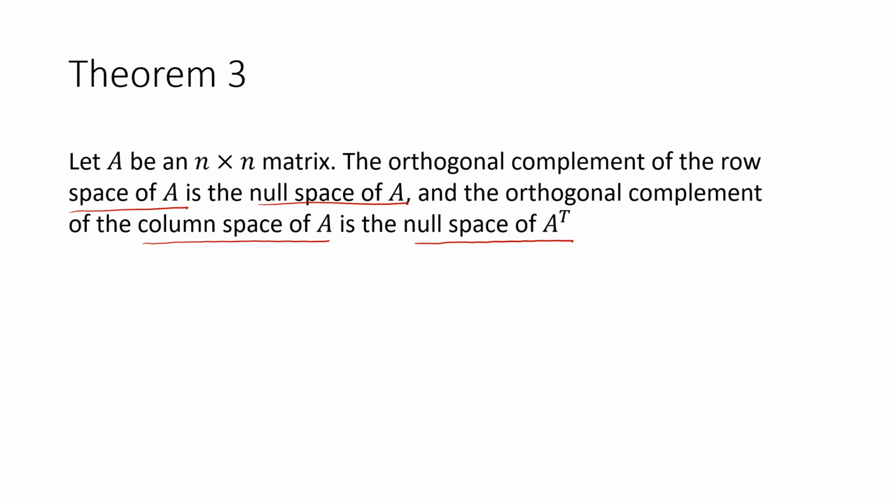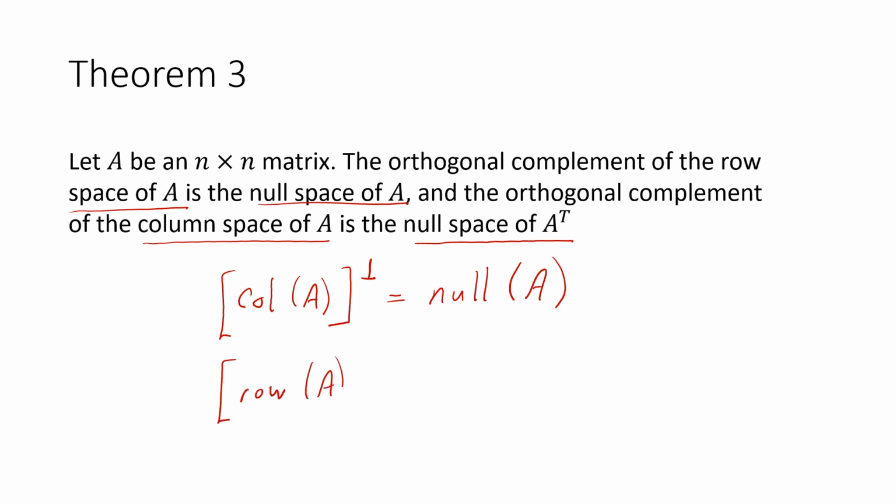So putting this in terms of the definitions that we've seen, the orthogonal complement of the row space of A is the null space of A. And for the column space, the orthogonal complement of the column space of A is equal to the null space of the transpose of A. So these are even stronger relationships between the column space, the row space, and the null spaces.